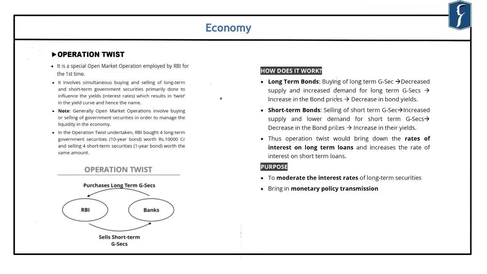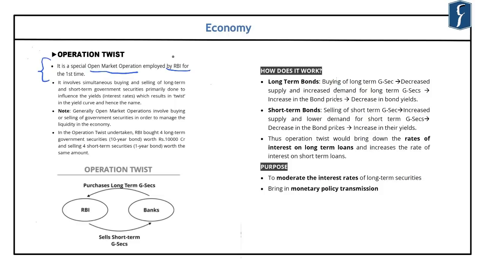So now, before solving this question, let us understand the operation twist of the Reserve Bank of India. If you learn about this operation twist, it is a special open market operation which has been employed by the Reserve Bank of India for the first time in its monetary policy. Now, this open market operation is different from the normal repo lending which is allowed under the liquidity adjustment facility. And under these open market operations, there is buying and selling of the government securities. Now, how is it different from the normal open market operations?